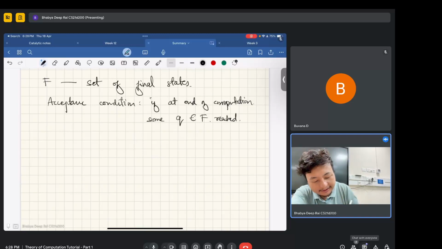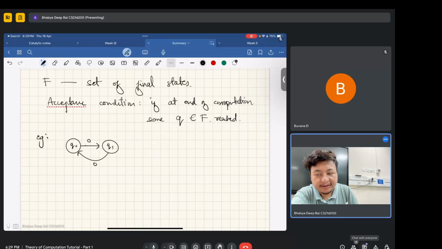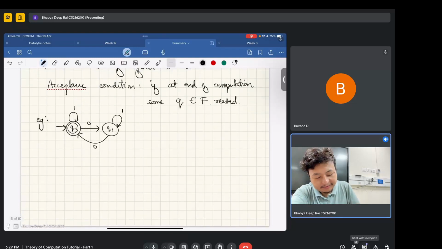Now I'll give an example. Here is your DFA. Let's say q0, and q0, on seeing a 0, moves to q1, and on seeing another 0 it moves back to q0, and on seeing a 1 it stays. The question is, what kind of strings does it accept? And this is the final state. What is the language of this?